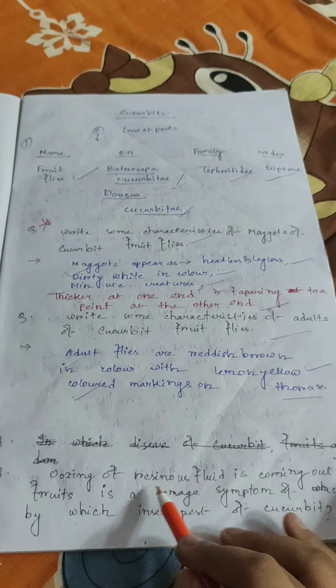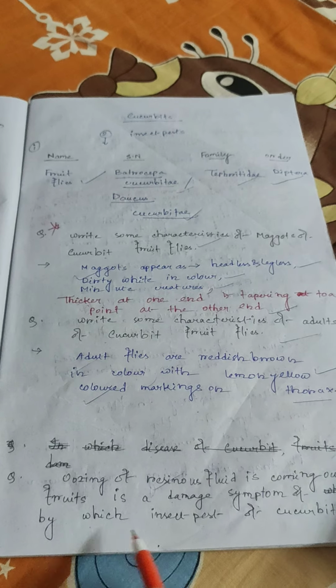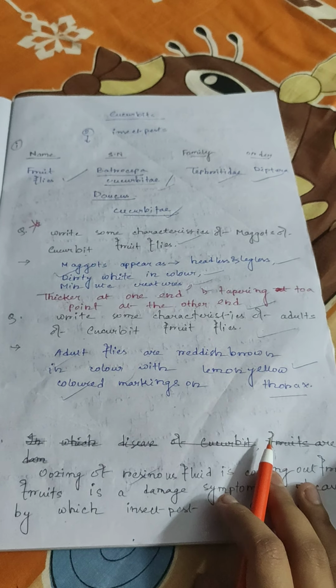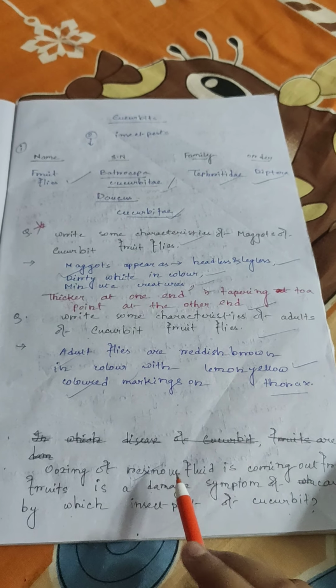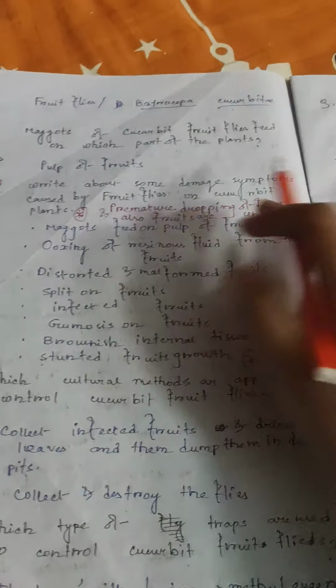Oozing of resinous fluid from fruits is a damage symptom caused by which insect pest of cucurbits? Cucurbit fruit flies, Bactrocera cucurbitae or Dacus cucurbitae. Resinous fluid oozes out from the fruits of cucurbits.